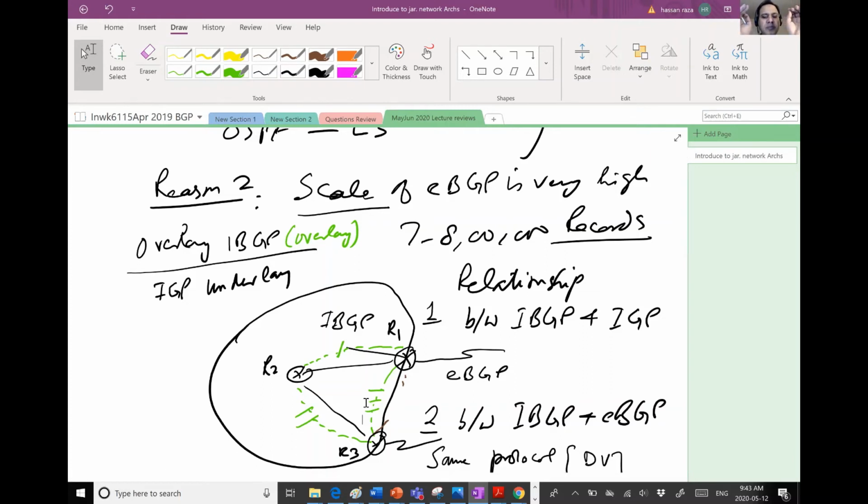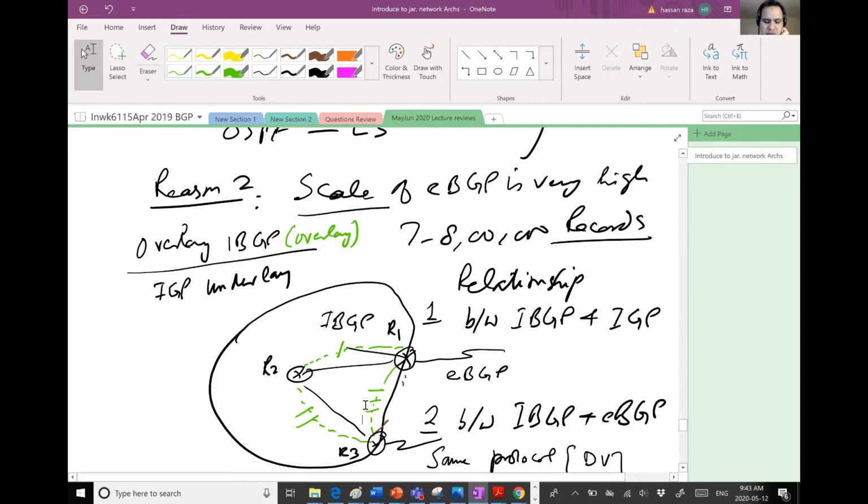In BGP, configuration means only to declare neighborhood. If I'm doing eBGP, I'm making neighborhood between two point-to-point routers. So I would sit on this router, I would say that router is my neighbor. I would sit on this router and I would say this router is my neighbor. Same I would do inside.